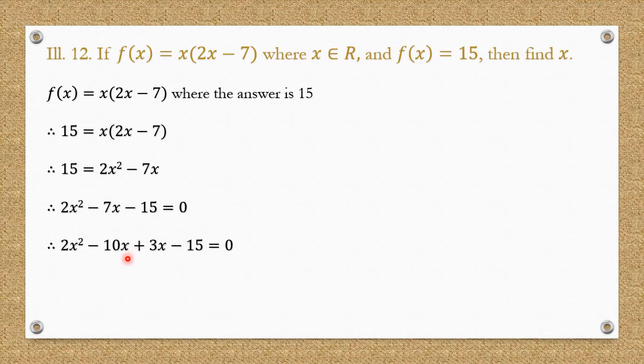So negative 10x, we will add 3 in there. 10 is negative, 3 is positive, you will get negative 7. And we will continue with negative 15. So this 7x will be divided into negative 10 and positive 3.